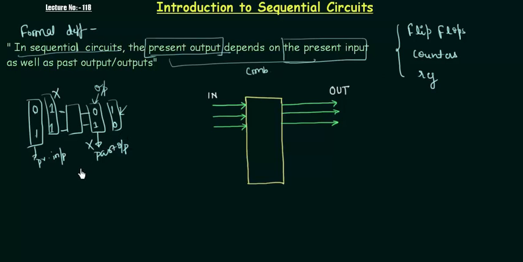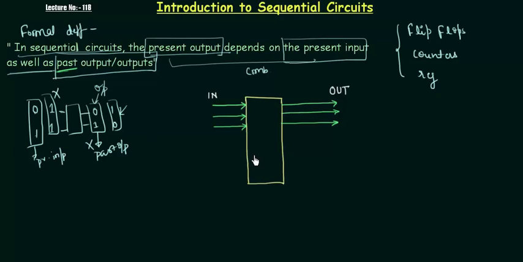I hope you are getting this. But in a sequential circuit, the present output depends upon the present input as well as upon the past output or outputs. Like in this case we have two outputs, so it depends upon the past output or outputs as well. So this is the major difference between a sequential circuit and a combinational circuit.